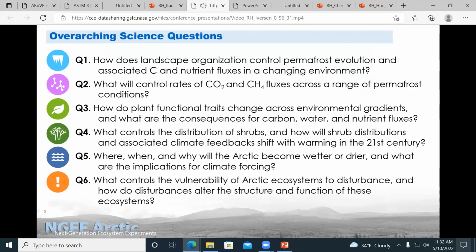These science questions span scales from microbial activity to landscape evolution and include a new cross-cutting question on disturbance impacts. The questions have been selected with input from the broader research community to address critical uncertainties in our understanding of tundra ecosystems, and also to align with improved process representation in the land surface model of DOE's E3SM Earth system model.